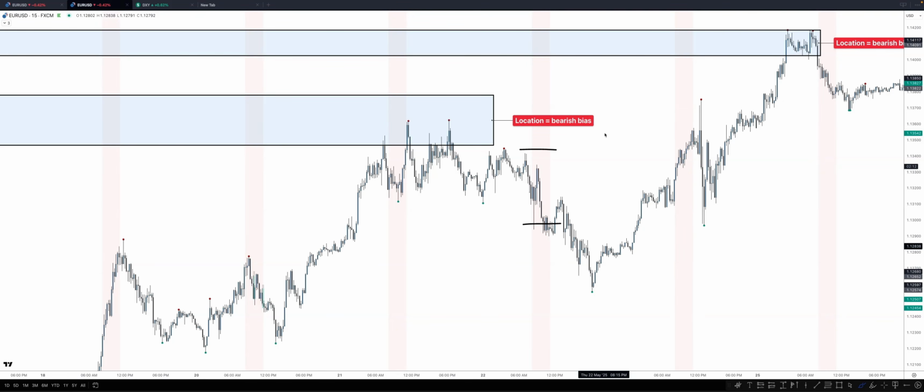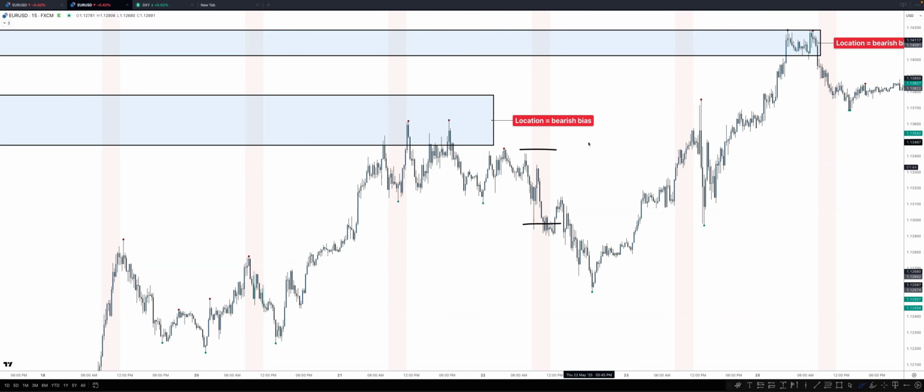When I'm trying to understand the bias for my session, whether I should be going long or going short, I use my pre-session process. This allows me to consistently come to the markets each day and make accurate, repeatable decisions based on market structure and where the market's located.